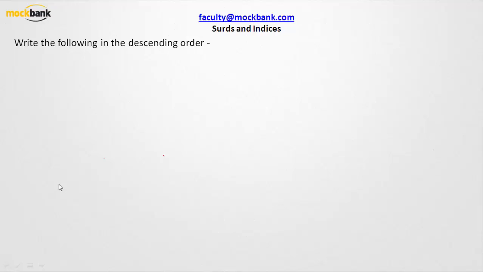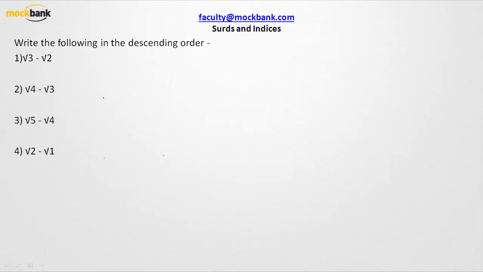We have done many problems in this particular chapter called Surds and Indices, but we have still not done something pertaining to ascending or descending order. So over here there are four values that are given to us, and we need to write them in descending order.